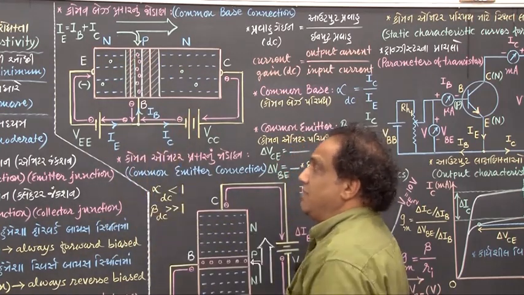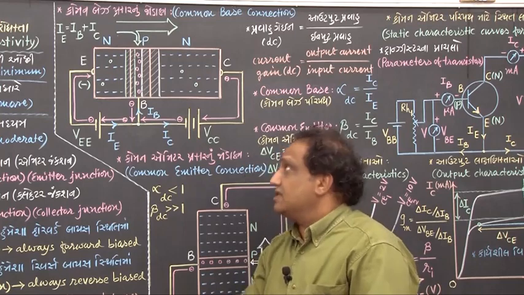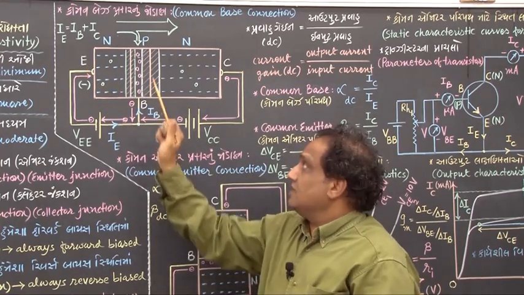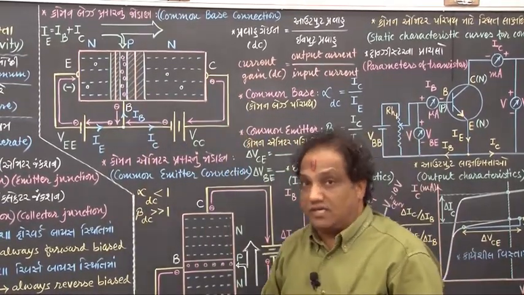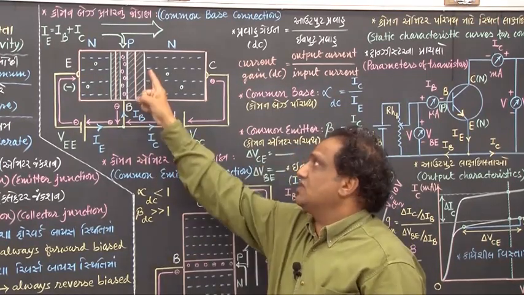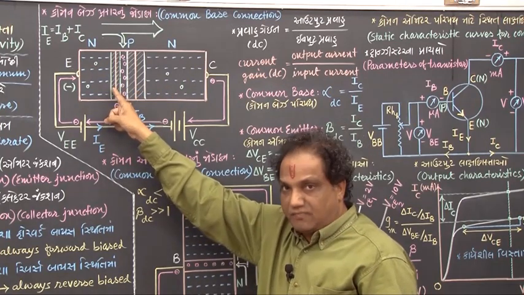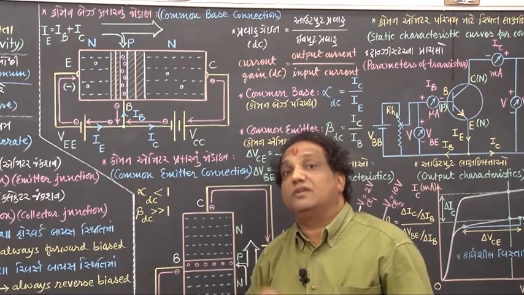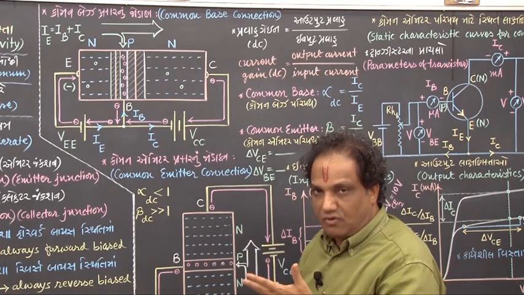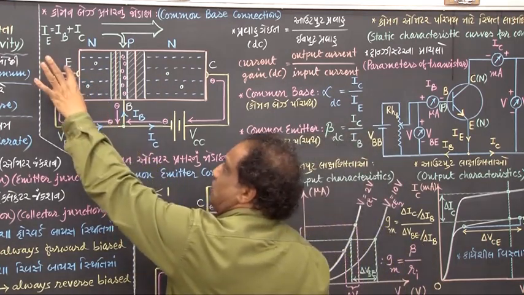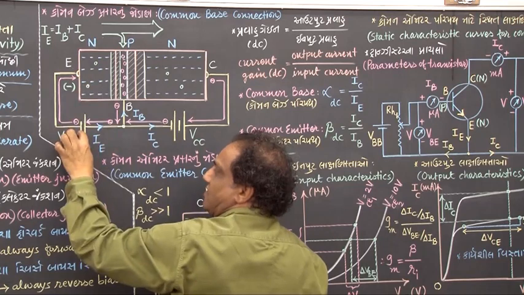Now tell me, emitter is always to be given forward bias and collector is to be given reverse bias. When you make the emitter forward biased, this depletion layer would be thin, narrow, and when you give the collector junction reverse bias, naturally here the depletion layer would be wide. Here the width of the depletion layer is less because of forward bias, here it is more because of reverse bias. Now let us start the working of this circuit. As I said, if emitter is to be given forward bias, then N with negative, you can see N with negative.